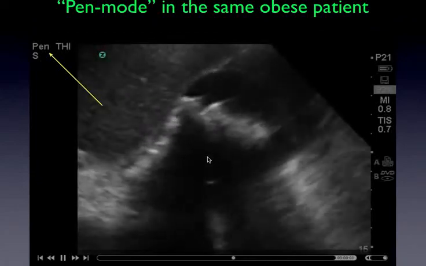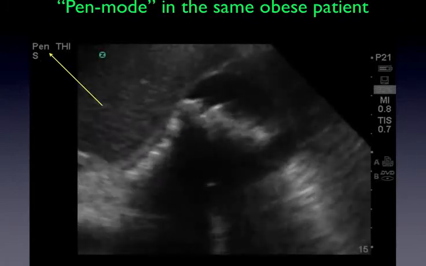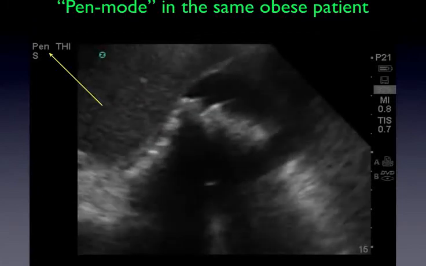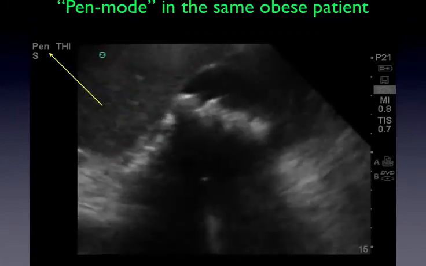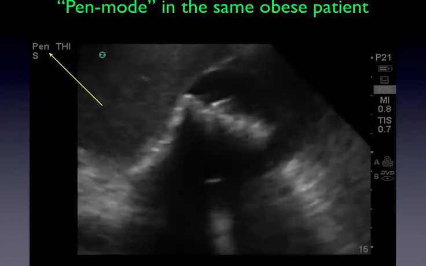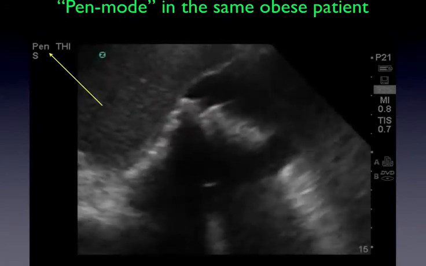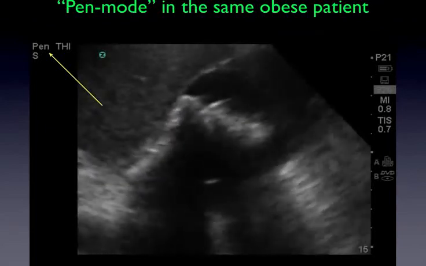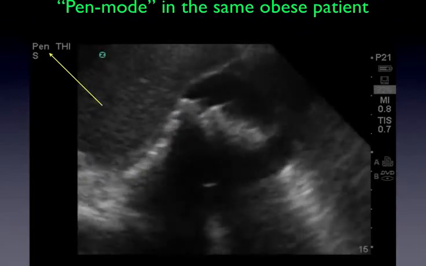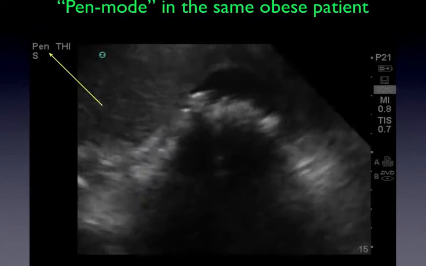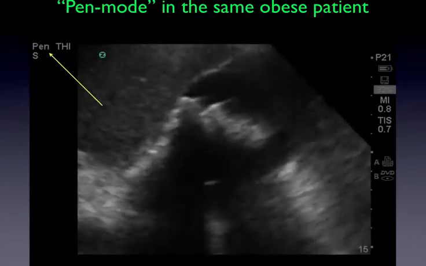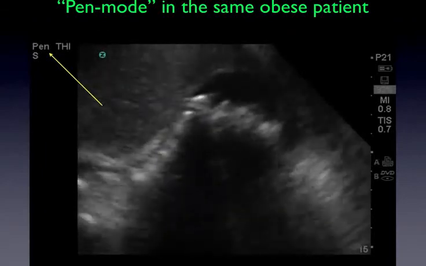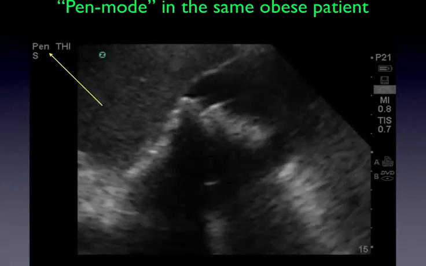So when do I use this? I use the penetrating mode or the pen mode in an obese patient where I can't visualize structures as well as I would like. You don't get a very clear image, so this is not unusual in terms of quality, but you do get very good penetration. So it's a trade-off again. You're able to see what you want, but just not as clearly as compared to I can't see what I want at all. Just something to think about for the obese patient.